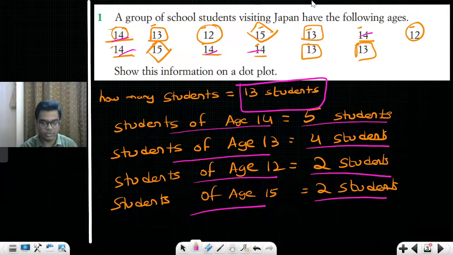Fine. Now, I just segregated the information. The students who belong to age 14, there are 5 students. Students who belong to age 13, there are 4 students. Age 12, 2 students. Age 15, 2 students.